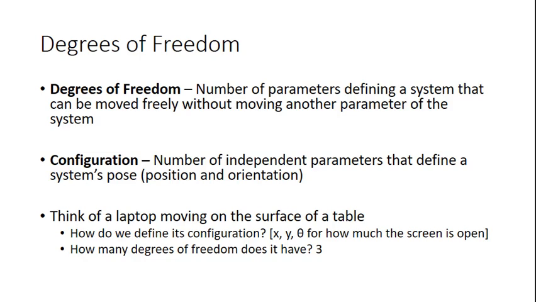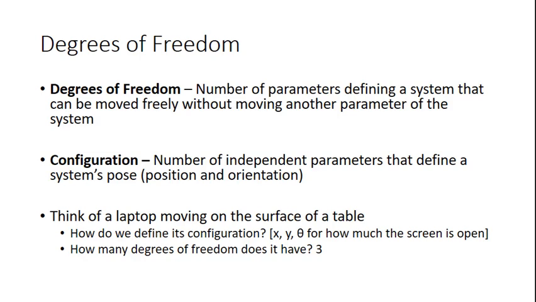So for this one, we have x, y, and a theta value. The theta value is how much the screen of the laptop is open. That means it's going to have 3 degrees of freedom. You can move it in the x direction or in the y direction, but you can also unfold the top of the laptop and change how much the screen is open, and that doesn't change the x value or the y value of that laptop. So that would be included as a part of its configuration.